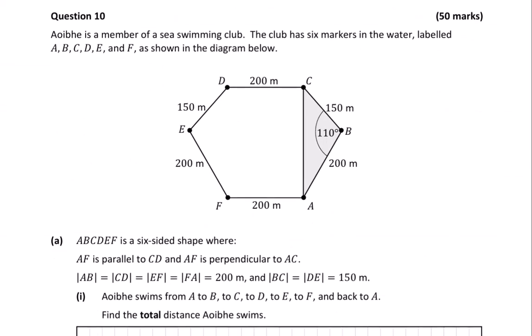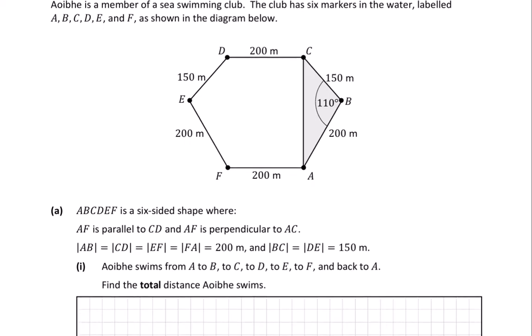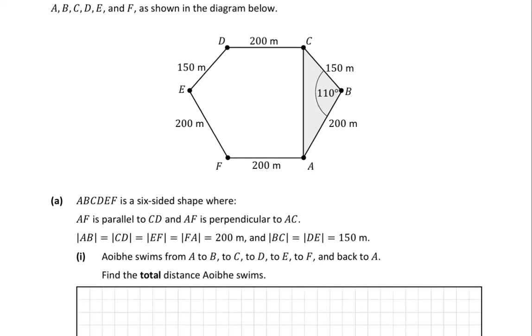Question 10. Eva is a member of a sea swimming club. The club has 6 markers in the water labeled A, B, C, D, E, and F as shown in the diagram below. ABCDEF is a 6-sided shape where AF is parallel to CD. So AF is parallel to CD and AF is perpendicular to AC. So this is a right angle here and a right angle here.